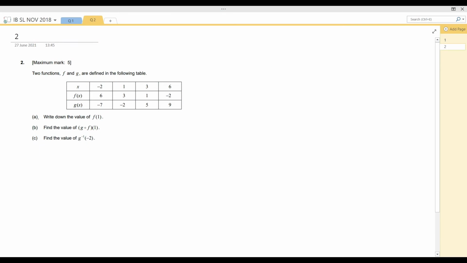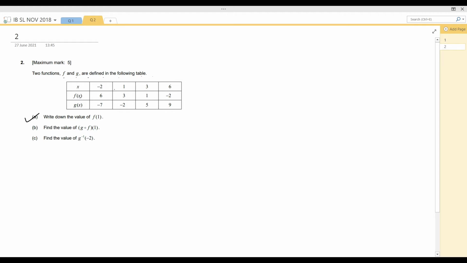Write down the value of two functions f and g defined in the following table. The values of f(x) are given here, and the values of g(x) are given here, and we need to find out f of 1. So just use the chart to find out f of 1. Here it is, the values of f(x) are given.